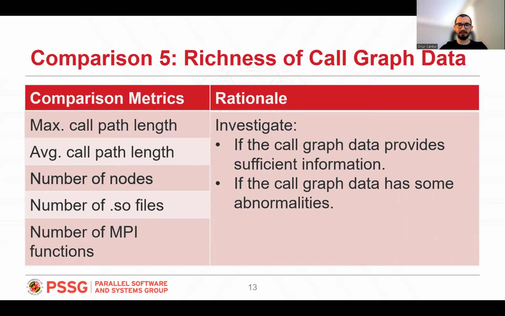Here we emphasize that, for example, having a longer call path doesn't make a tool's data richer than the other profiling tools, because a call path might be wrong, or might contain unnecessary or repetitive information. So instead, in this analysis, we look at whether the data provides sufficient information or if it has some abnormalities.